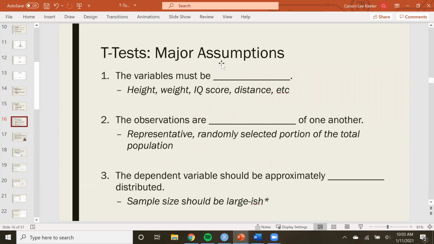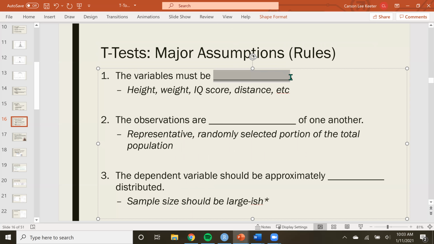So the first assumption, the first sort of rules. The first rule that we have to have is that the variables must be numeric. Okay, they must be numeric. Some people require that they be continuous. In our case, we can be okay with these discrete values.